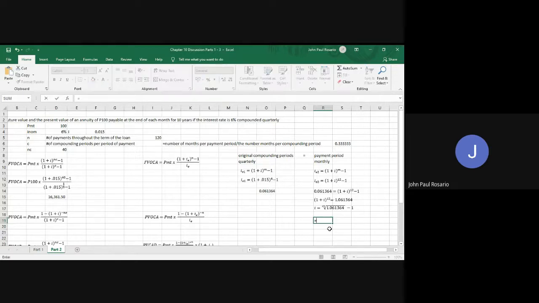Okay, so I can do that. So 1 plus this one, and then I raised that to fractional form, so that's 1 over 12. An exponent of 1 over 12, guys, can also be expressed as a radical sign, in case you don't know that, and then -1. Okay, so you should have gotten this.